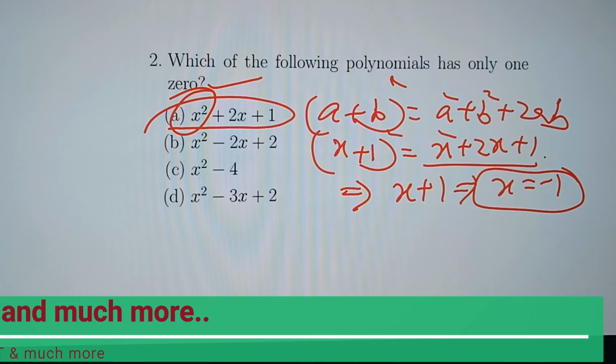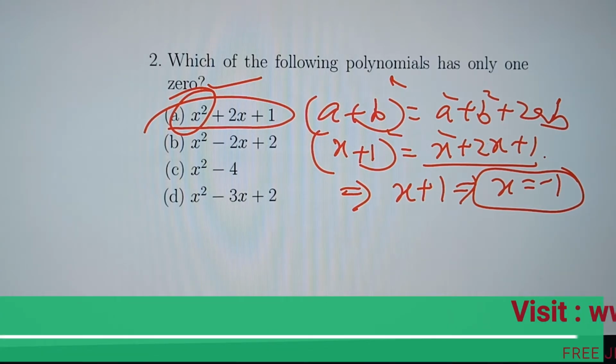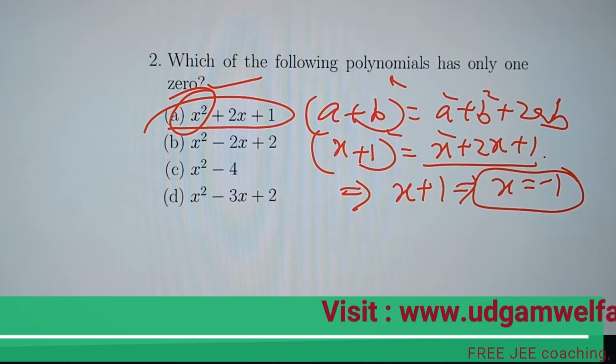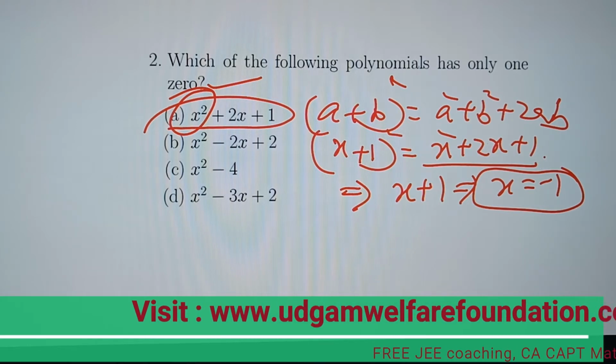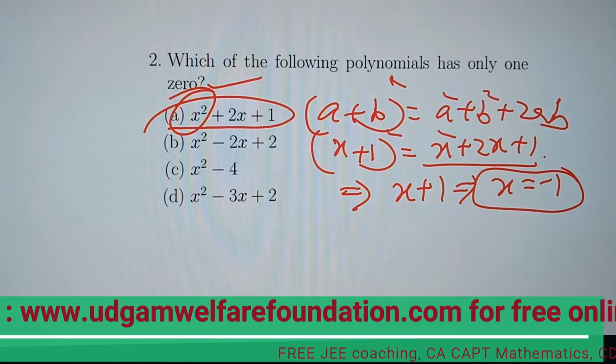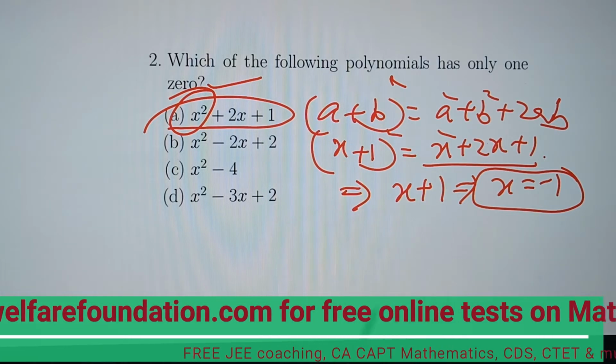So you have to memorize these concepts, how to use the completing the square method like we have done here, and also you should memorize the algebraic identities like a plus b whole square or a plus b whole cube, etc.